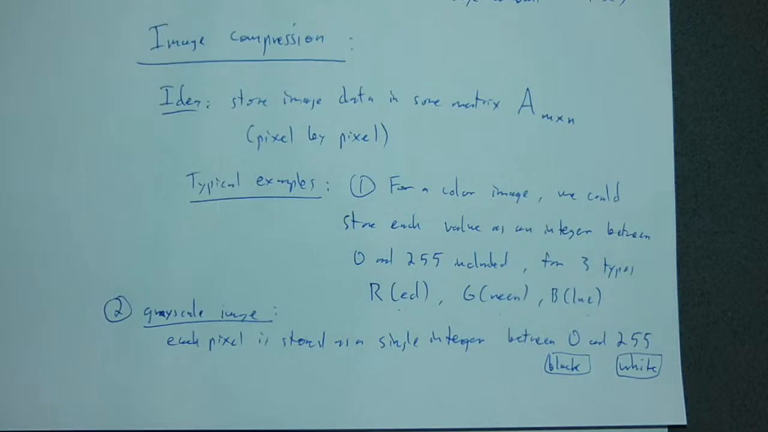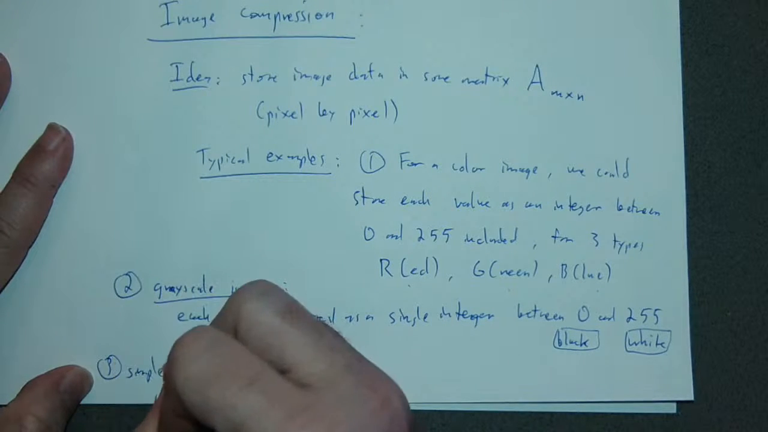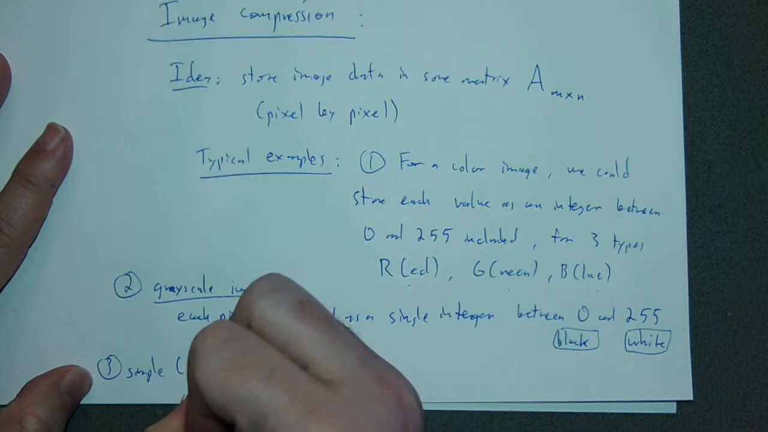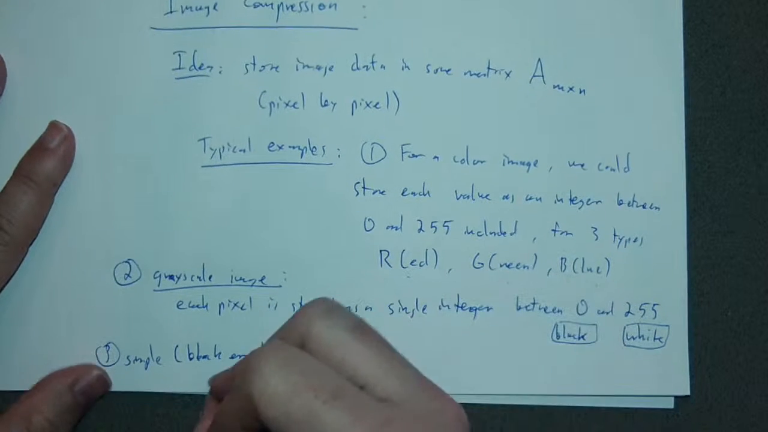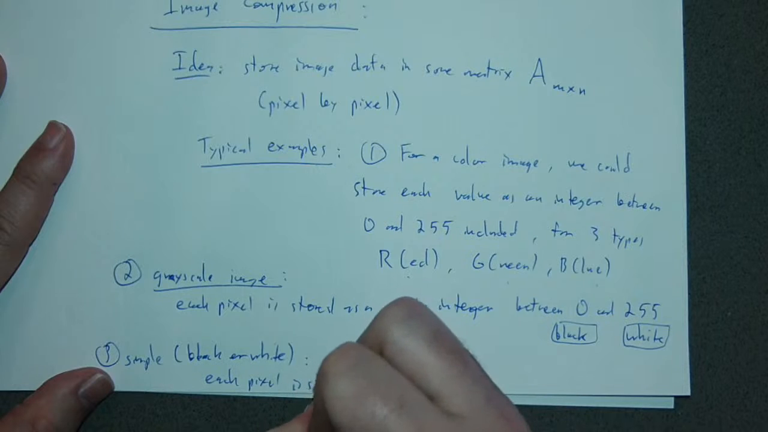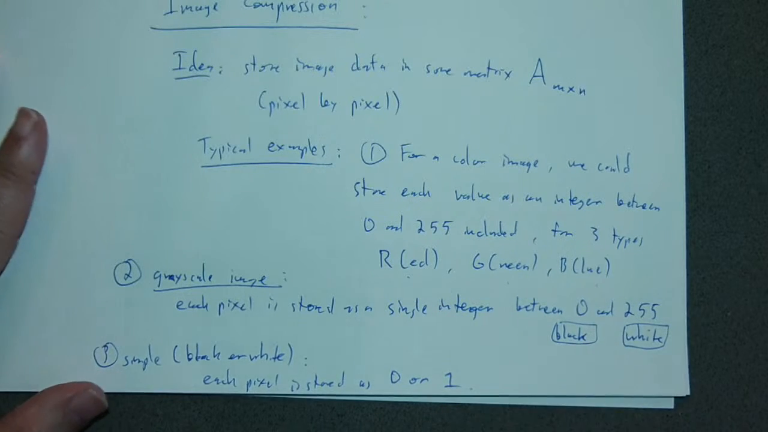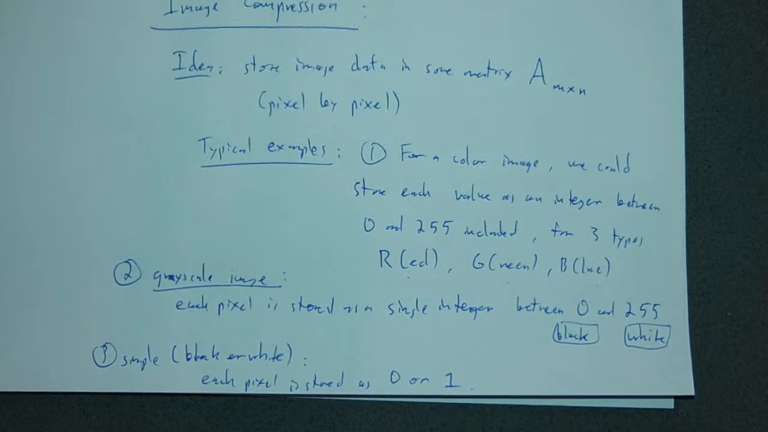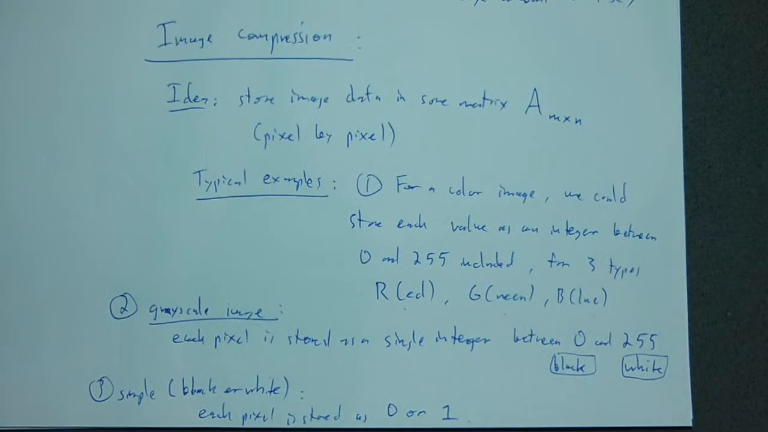I could do something really, really simple, i.e. black or white. So each pixel is stored as 0 or 1. I could do that just as well, where 0 indicates black and 1 indicates white. All right, so there's a lot of options here.